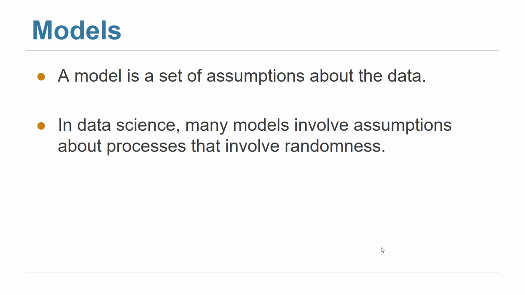So in data science, many models involve assumptions that involve randomness. We call these models chance models. As I said, a model is about how the data was generated or what kind of distribution generated this data, and the distribution, of course, is associated with a random process. When we talk about probability distribution, we are actually talking about a random process. So there is some chance to get this value over that value over that value.